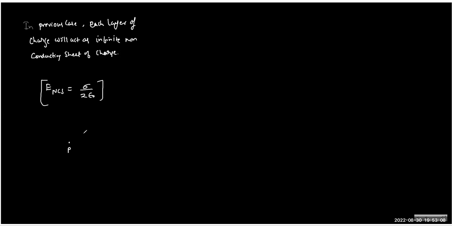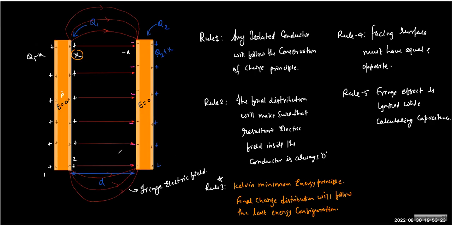Anyone getting the answer? Okay, so what I'll do is I'll number the layers and then you can tell. 1, 2. The first layer will create a field at P towards which direction, right or left? Right. And the second layer? Left. Third layer? Left. Third layer is positive or negative? Negative. Right then.